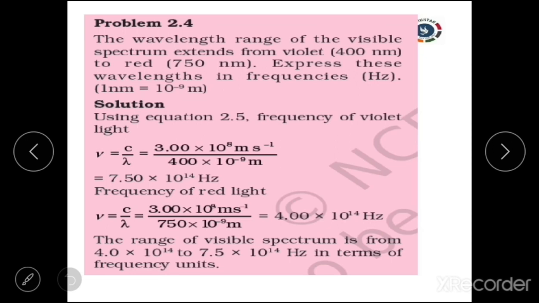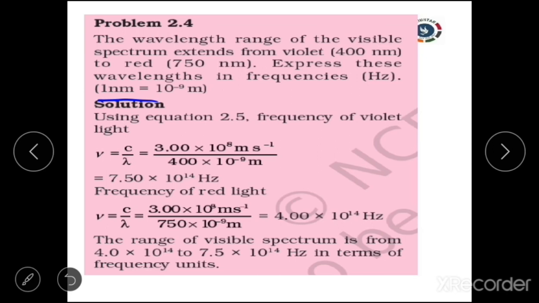To the next problem: the wavelength range of the visible spectrum extends from violet, 400 nanometer, to red, 750 nanometer. Express these wavelengths in frequencies. So they have given the wavelength lambda and they have asked you to find the frequencies. They have also given a hint that 1 nanometer is equal to 10 to the power of minus 9 meter. If it is not given in the problem, you must know it. Using the formula mu is equal to C by lambda.